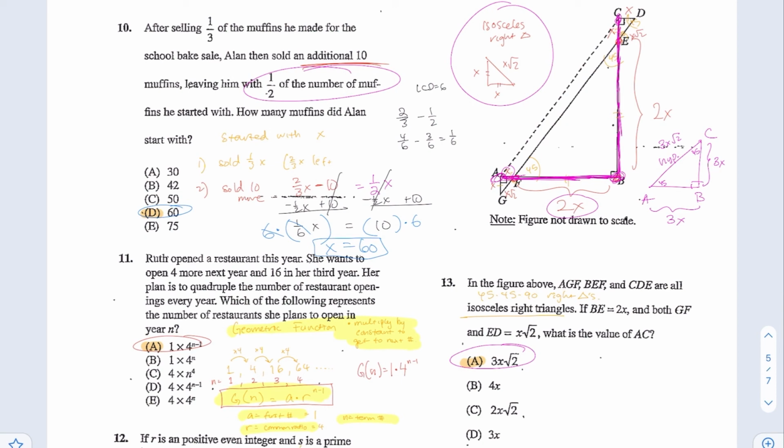So essentially, you just have to know that an isosceles right triangle has sides in a ratio of x, x, x root 2. So it's one of these special right triangles here.